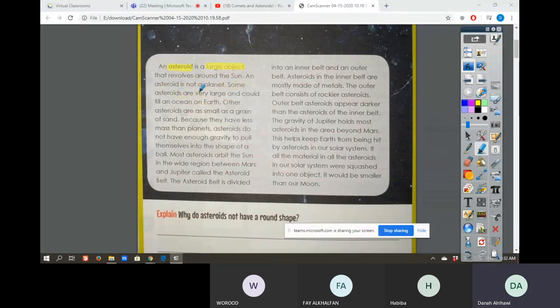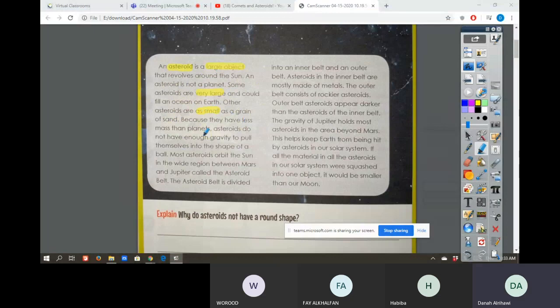Some asteroids are very large. Some, not all of them, are very large and could fill an ocean on Earth. Other asteroids are as small as a grain of sand, so they are different in size. Some of them are very large, others are very small.